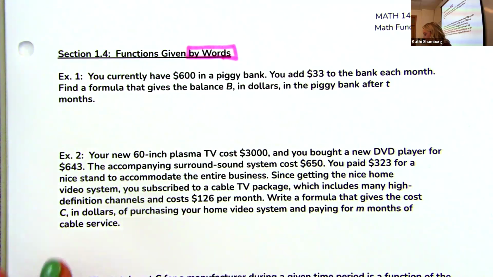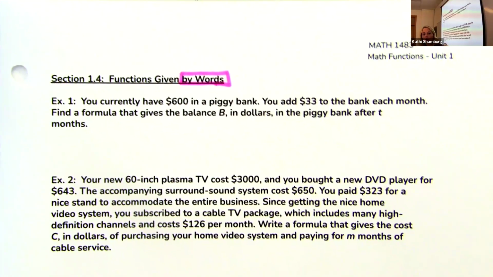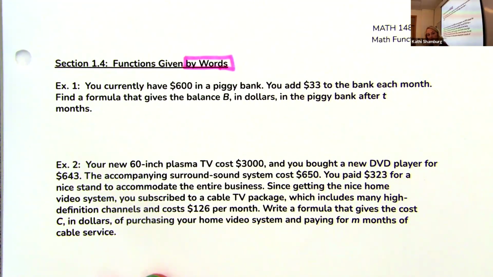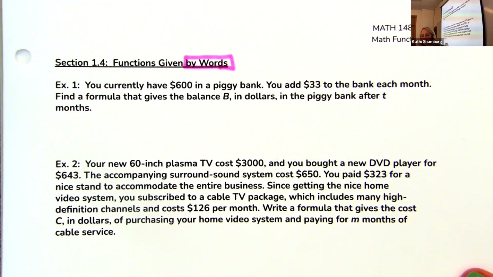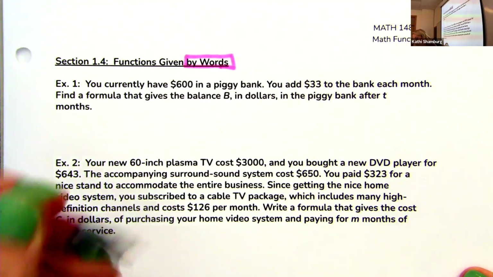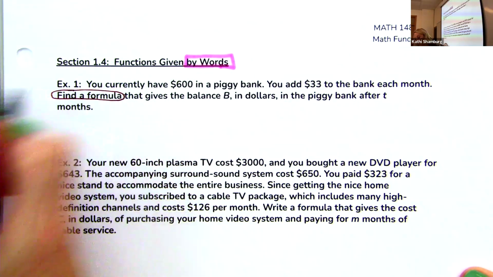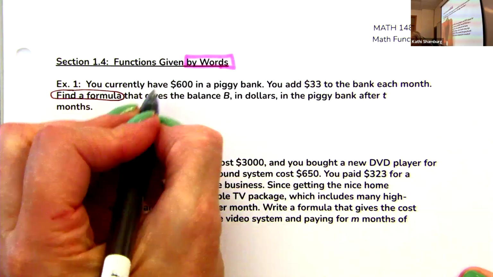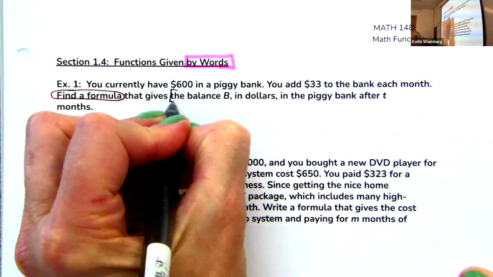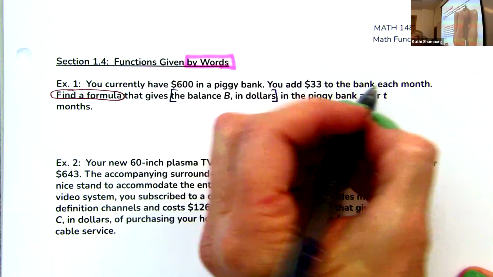Okay. All right. So here's example one. You currently have $600 in a piggy bank, and you're going to add $33 to the bank each month. Find a formula. So now we are writing the equation. Find a formula that gives the balance B in dollars in the piggy bank after T months.